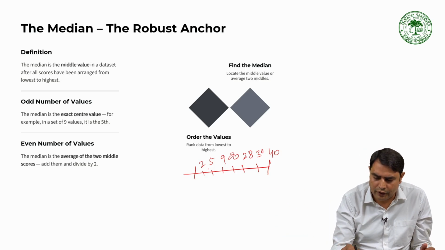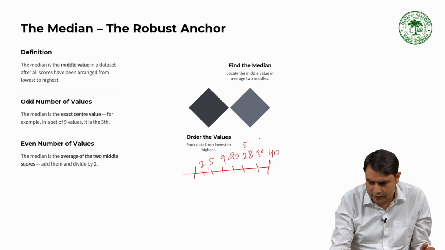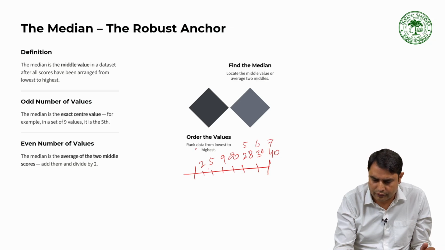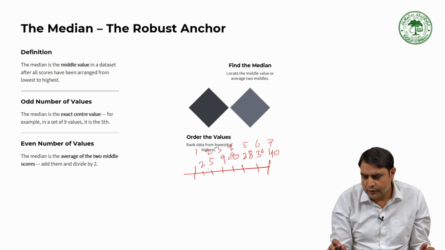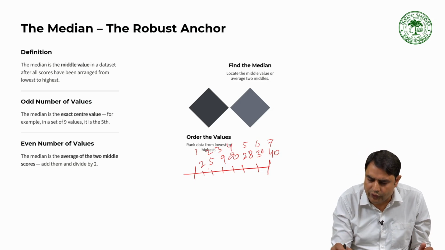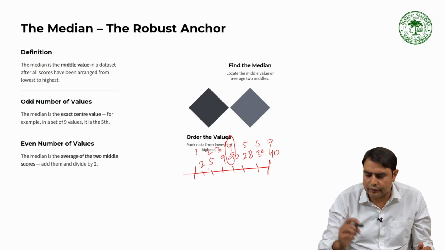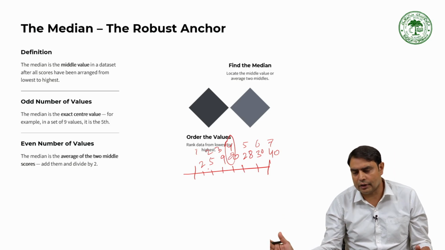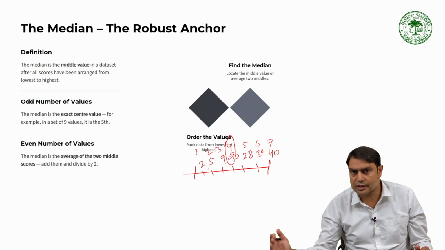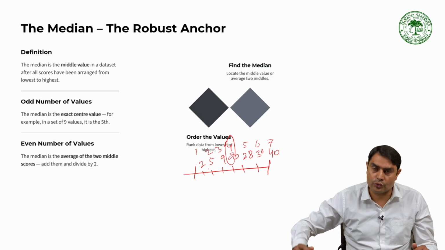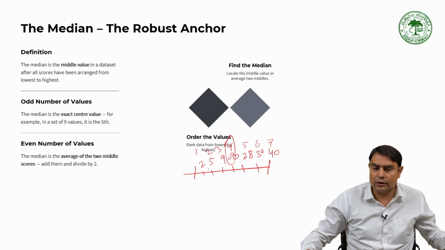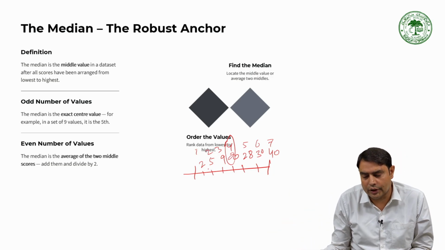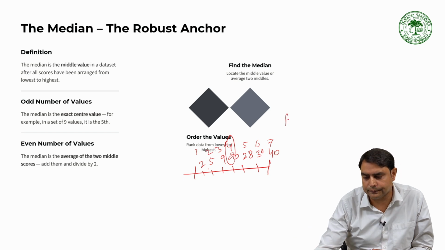So, I will count the values: 1, 2, 3, 4. This is the fourth value, this is the fifth value, and this is the sixth value, seventh value. So, 7 values. Which value is in the middle? 3 are positioned above this 20 and 3 are positioned on the lower side of the 20. So, 20 is my median.